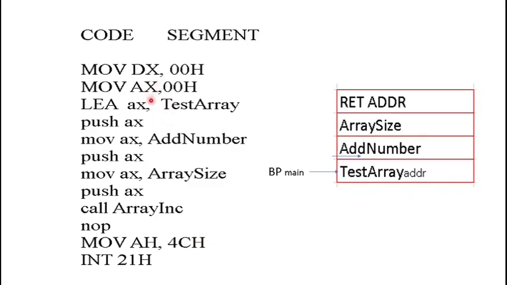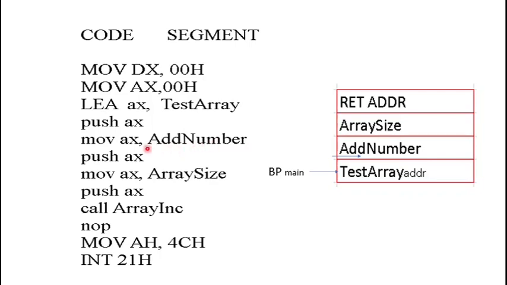Now we will see the code segment. In the code segment, we need to pass the parameters to our array increment procedure. So we are using a procedure. As we saw in the last video, the parameters to the procedure are passed using the stack. That is one method. We already know that the beginning of the array is indicated by the label test array. So that offset of the array is taken, put in x, and we push the value of x. So this test array value, the address of the first array element, is pushed into the stack. Now we also need to pass the number which has to be added to every element of the array.